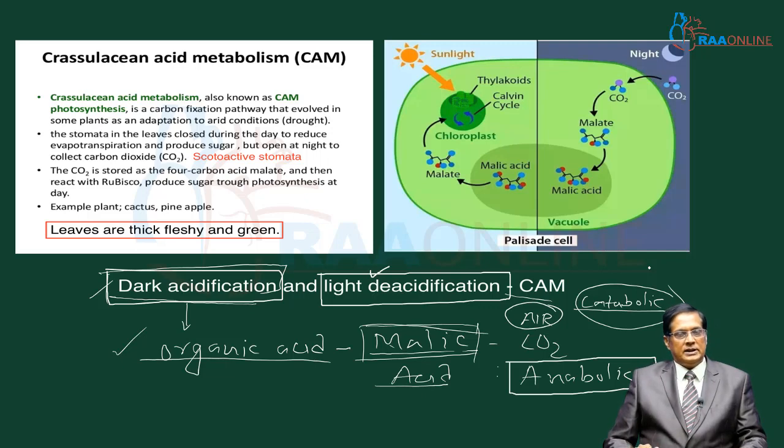Formation of acid and consumption of acid, that is acid metabolism, specifically seen in the members of family Crassulaceae. That's why it is known as crassulacean acid metabolism.